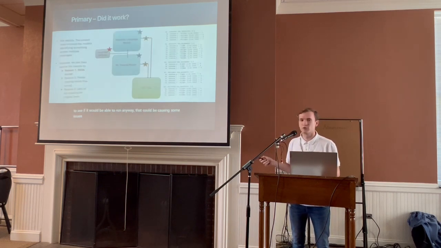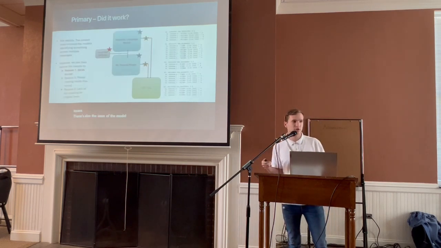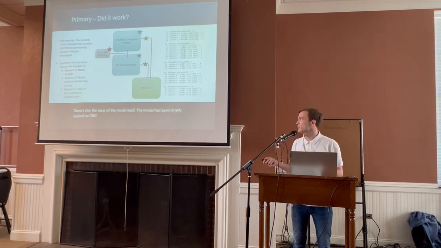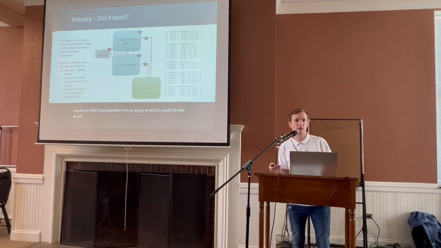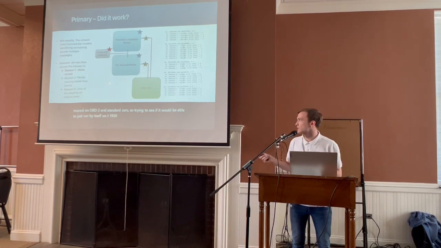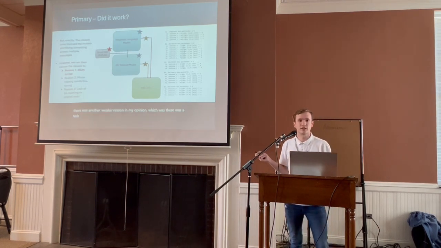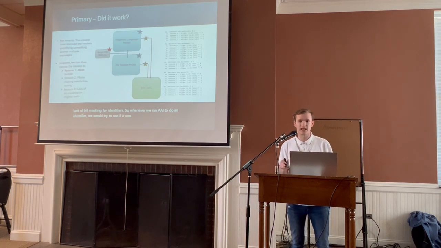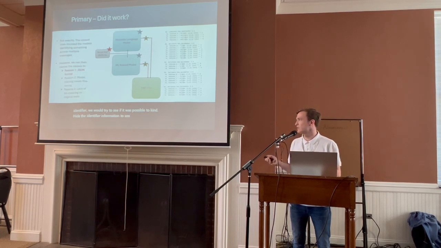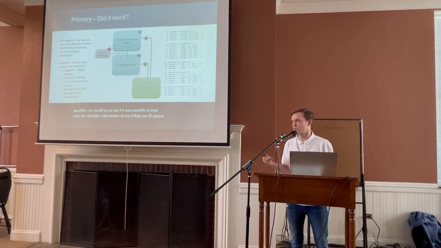There's also the issue of the model itself. The model had been largely trained on OBD2 and standard cars, so trying to see if it would be able to just run by itself on J1939 is tricky, to say the least. And then there was another weaker reason, in my opinion, which was the lack of bit masking for identifiers. Whenever we ran an AI to do an identifier, we would try to see if it was possible to hide the identifier information to see if the CAN ID system can rediscover and redetermine it with an obfuscated identifier.